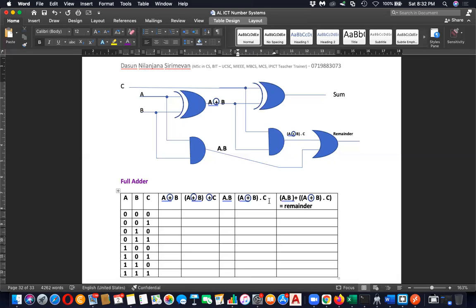And this one equal to sum. A XOR B, XOR C. That is, this one equal to sum. Complete this quickly.